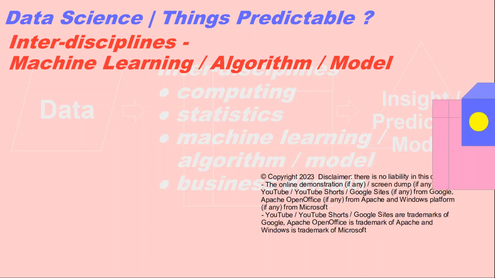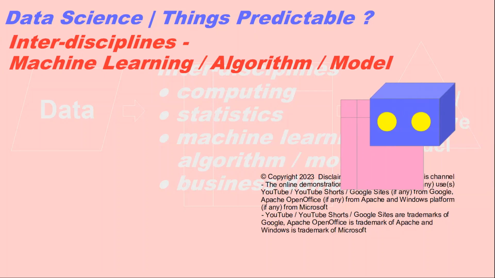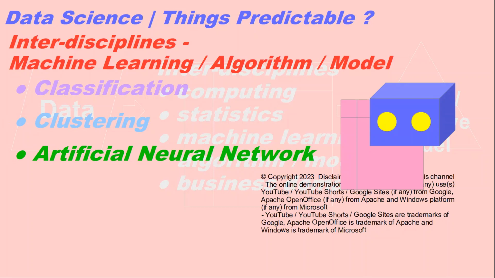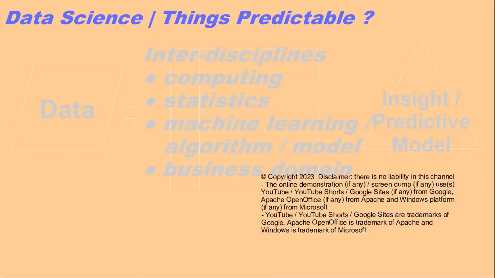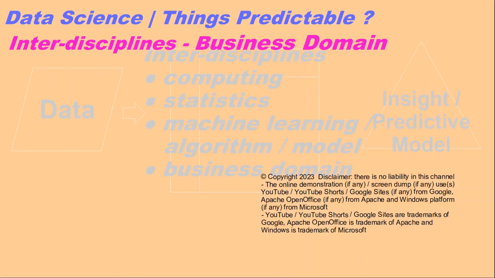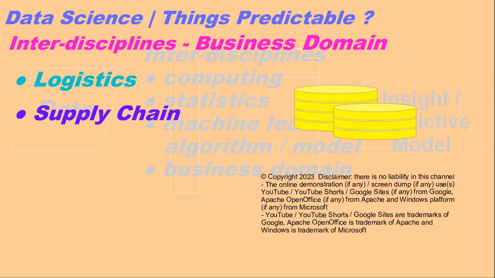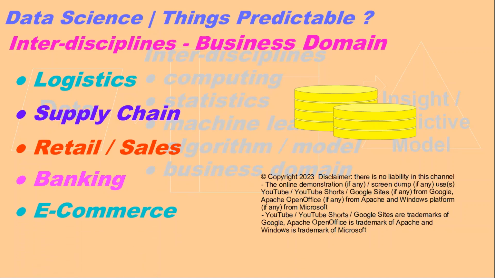The third interdisciplines is machine learning or algorithm or model. For example, classification, clustering, artificial neural network, regression analysis, reinforcement algorithm. The fourth interdisciplines is business domain. For example, logistics, supply chain, retail or sales, banking, e-commerce.